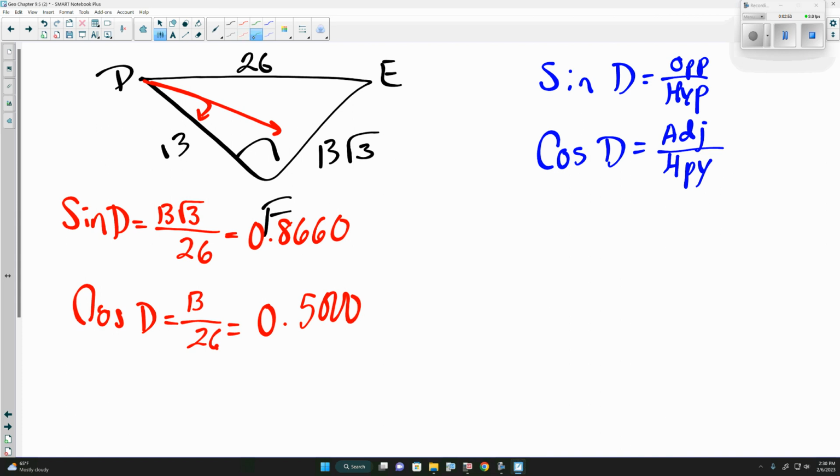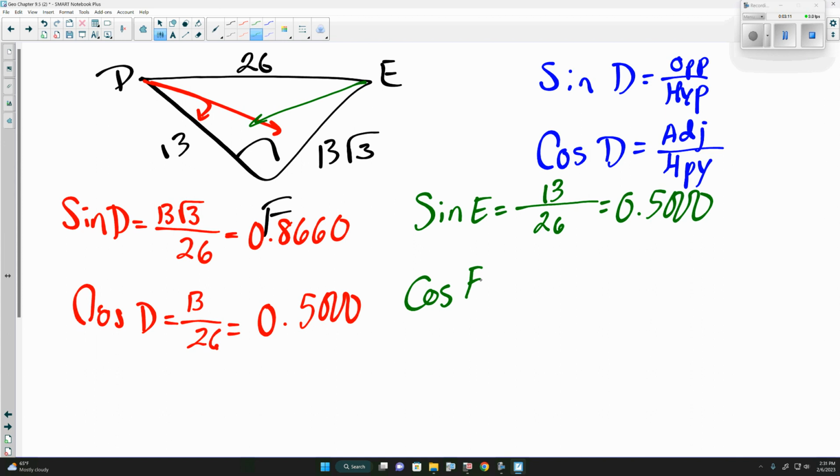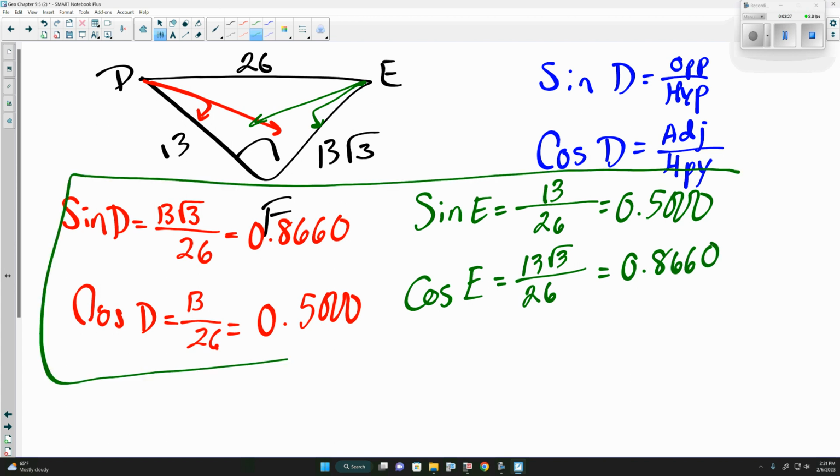Now we need to do the same thing for angle E, so sine of angle E, the opposite side is 13, and the hypotenuse is still 26, which as a decimal would be 0.5000. And cosine of angle E is going to be 13 square root 3 over 26, because the adjacent side to angle E is that one. Yeah, I know. I remember that from before. And that is it there.